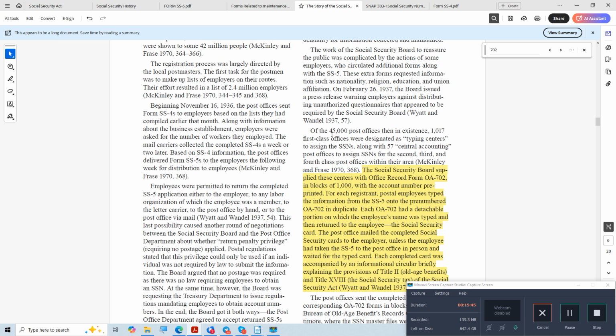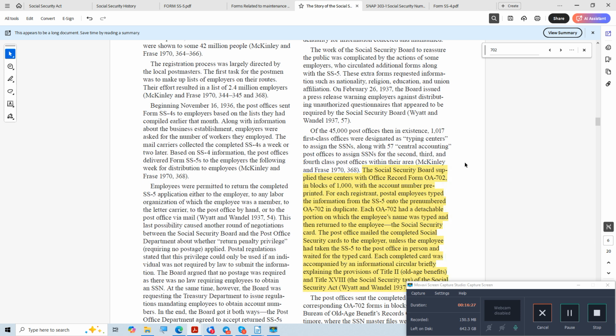So of the 45,000 post offices then in existence, we had over 1,000 first-class offices designated typing centers to assign the SSNs, right? First-class offices. Who would know that post offices had first-class offices, 1,000 of them, so the rest of them apparently aren't first-class post offices, but that's the one most of us use. Right? You want to send first-class mail, I guess you got to find the first-class post office. Anyways, along with the 57 central accounting post offices to assign Social Security SSNs for the second, third, and fourth class post offices within the area.